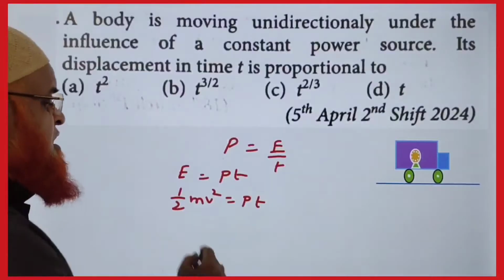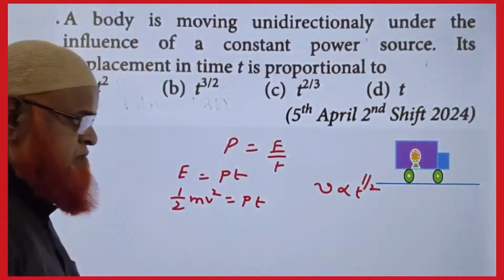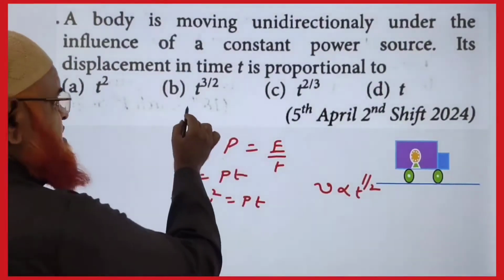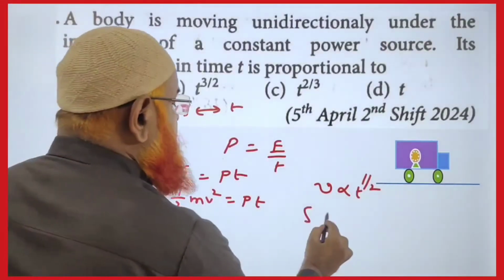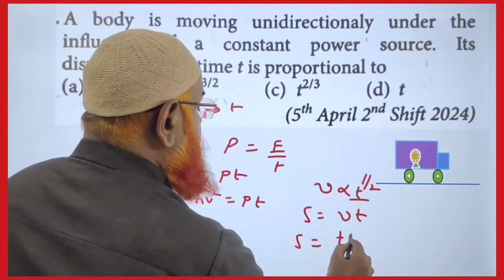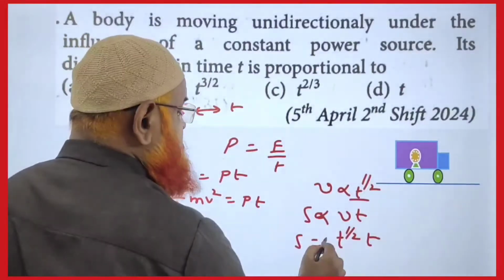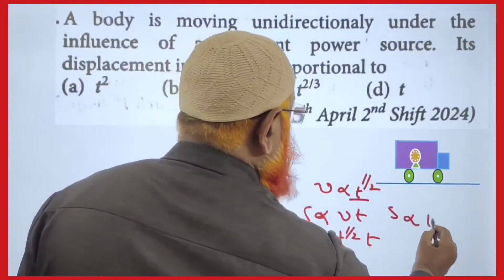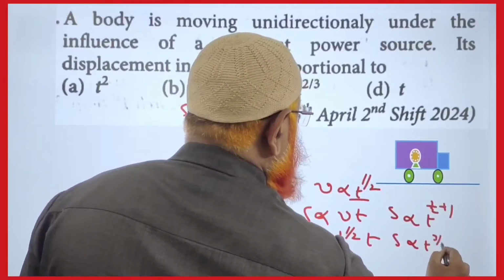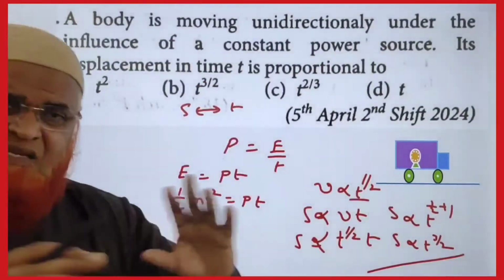Yes, power into time. With this it is understood that v is directly proportional to t power 1 by 2, because v square is directly proportional to t, and it is asking us to find out the relation between displacement and time. And you know displacement is nothing but velocity into time. So here velocity means t power 1 by 2 into t. So this is a direct relation here. So therefore s is directly proportional to t power 1 by 2 plus 1, which is nothing but s is directly proportional to t power 3 by 2. That is the answer. That's it.